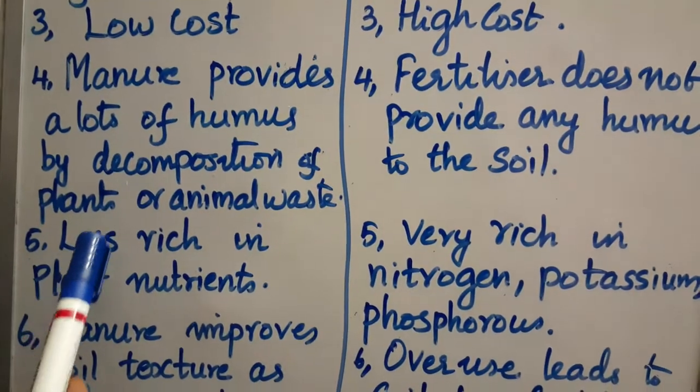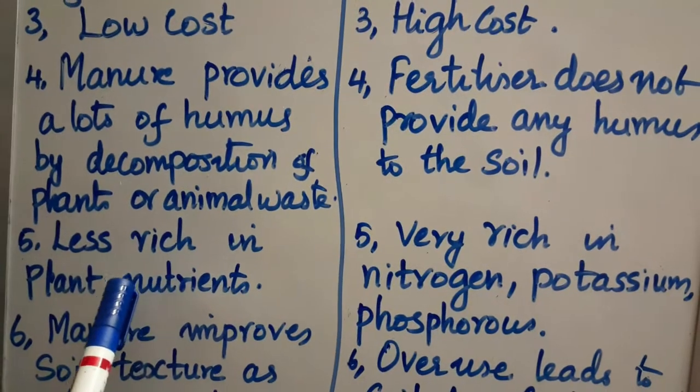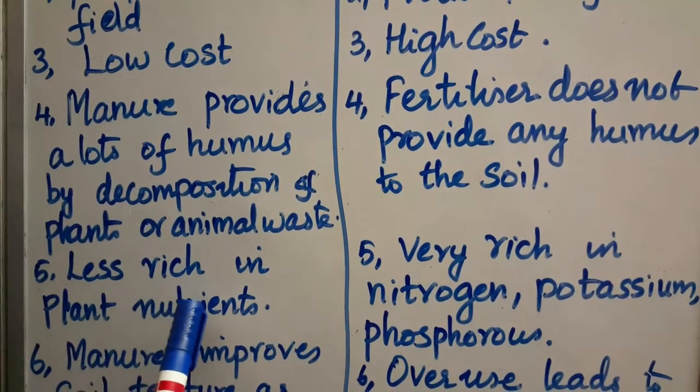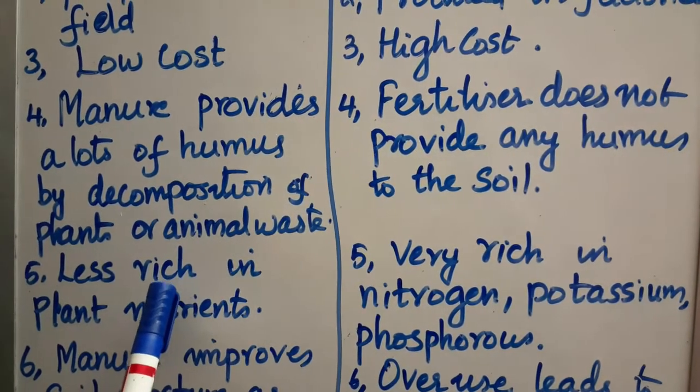Then next point, manure is less rich in plant nutrients, which means in the case of manure, we don't know how much nitrogen is present, how much potassium is present, how much phosphorus is present.